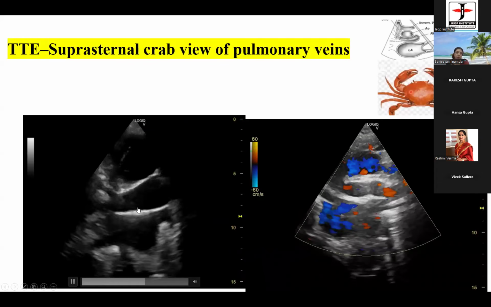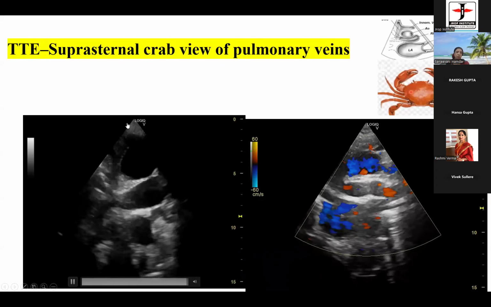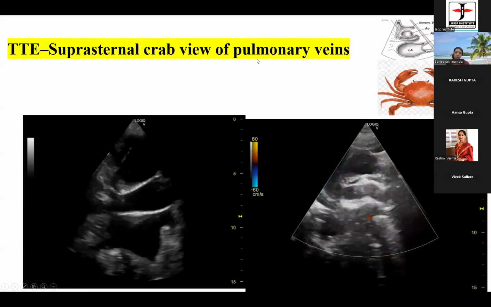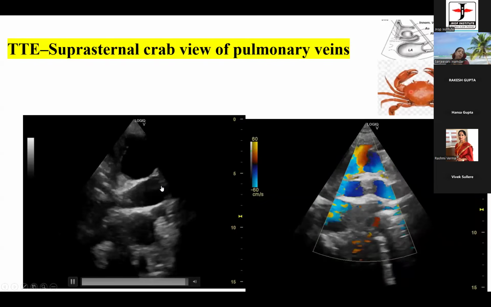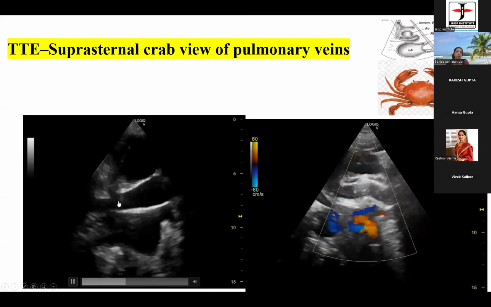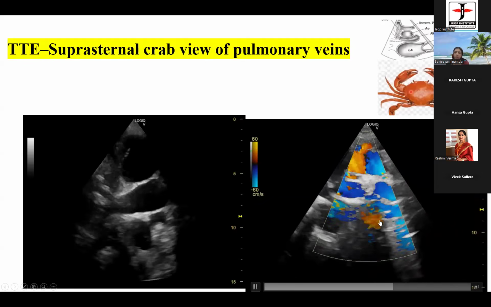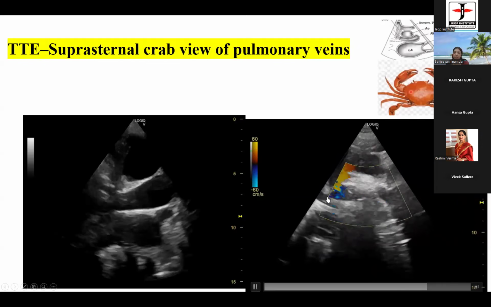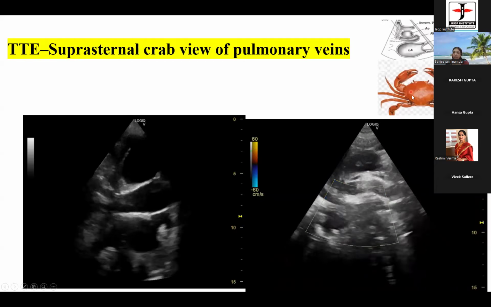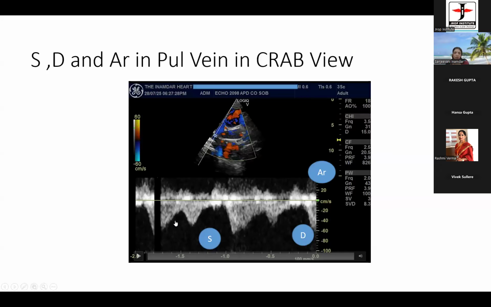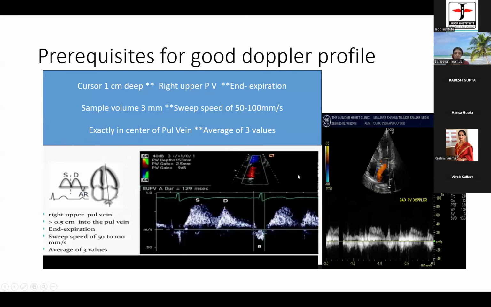This is what I told you about, this crab view. This is suprasternal, taken from the suprasternal notch in transthoracic, with beautiful 4 pulmonary veins draining into the left atrium, giving it a crab appearance. And this is the profile, how nicely one can get, if you are lucky, even from the crab view, this beautiful profile of the pulmonary vein.